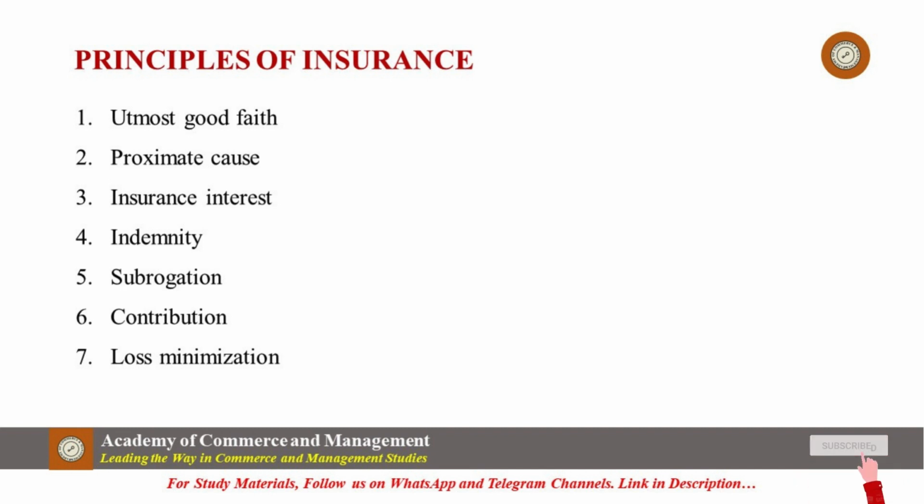Next principle is indemnity. Indemnity implies that the insurance is done only to cover the loss, hence the insured should not derive any profit from the insurance contract. The insured should only be compensated to the extent of the actual loss incurred and not the amount exceeding the loss. The principle of indemnity aims to set back the insured at the same financial position he was before incurring the loss. Principle of indemnity strictly applies to property insurance and is not applicable to life insurance.